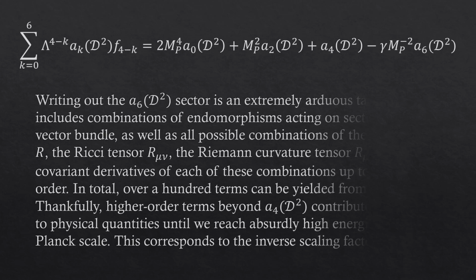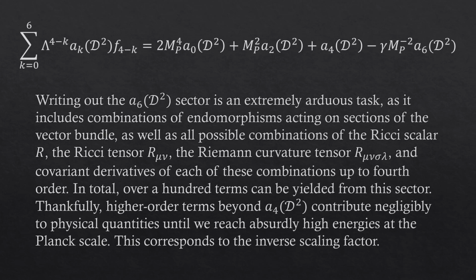Writing out the A sub 6 sector is an extremely arduous task, as it includes combinations of endomorphisms acting on sections of the vector bundle, as well as all possible combinations of the Ricci scalar R, the Ricci tensor components R sub mu nu, the Riemann curvature tensor components R sub mu nu sigma lambda, and covariant derivatives of each of these combinations all up to 4th order. In total, over 100 terms can be yielded from this sector alone.